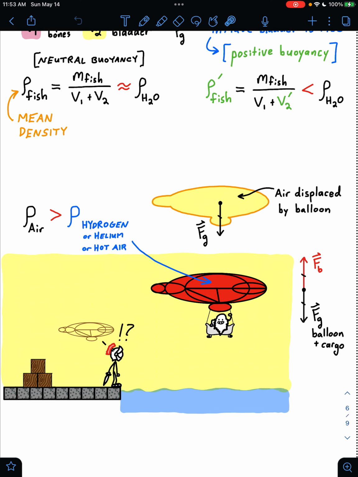And if we're displacing a volume of air whose weight is equal to the weight of the balloon plus its cargo, then our balloon can be neutrally buoyant with balanced forces, floating at a fixed altitude in equilibrium here, or drifting upwards or downwards at a constant velocity in equilibrium.